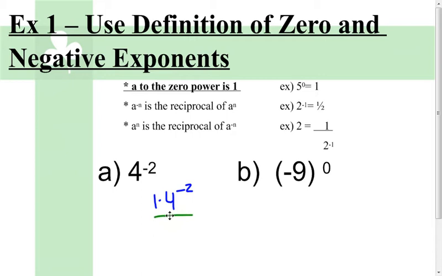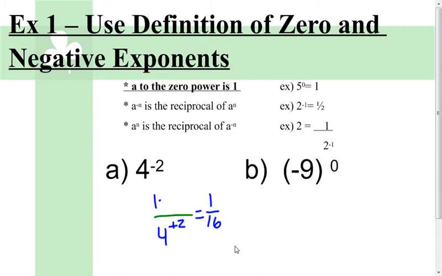I'm not changing anything. Now, when we take this 4 to the negative 2nd power, if we want this negative to go to a positive, what we do is we make the reciprocal of just that piece. So the reciprocal of 4 to the negative 2nd power is pass it over the fraction bar, and it becomes a positive. So our answer is 1 over 4 squared, which, if we simplify, gives us 1 over 16. Kind of weird, I know, but it's not too bad once you get the hang of it.